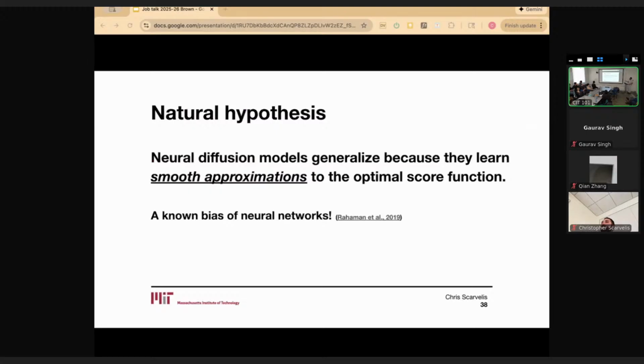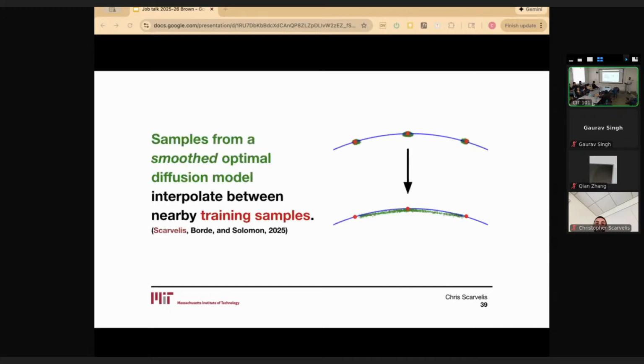Now, all of this suggests a natural hypothesis, which is that neural diffusion models generalize because instead of learning the optimal score function for their training set, they instead learn a smooth approximation. This lines up with some well-known facts about neural nets, like their spectral bias towards learning smooth approximations of their target functions. We found evidence of this in a recent work of ours called closed-form diffusion models, where we characterized how smoothing the optimal score function impacts the model samples. In particular, we showed that if you smooth the optimal score function and then sample from the resulting diffusion model, those samples will interpolate between nearby training samples.